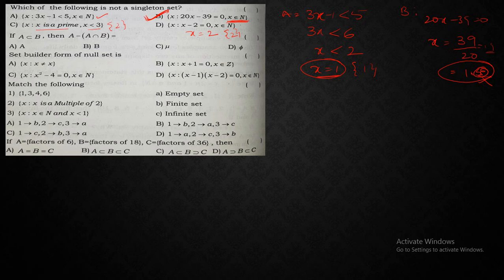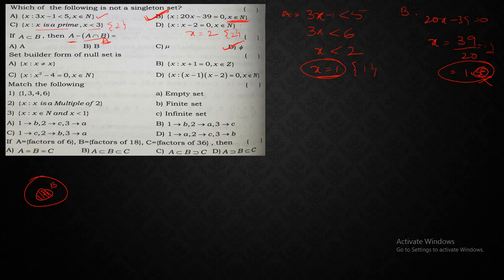Next, A is a subset of B. What has he given? A is a subset of B, so A is present inside B. Now what has he given? A minus A intersection B. So from this figure, what is A intersection B? A intersection B is nothing but A only, no? So A minus A intersection B, that is A minus A. So what is A minus A? It is the empty set.